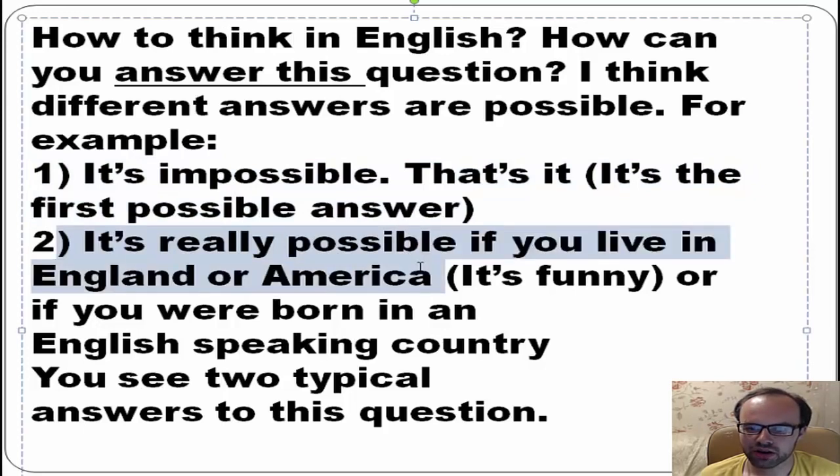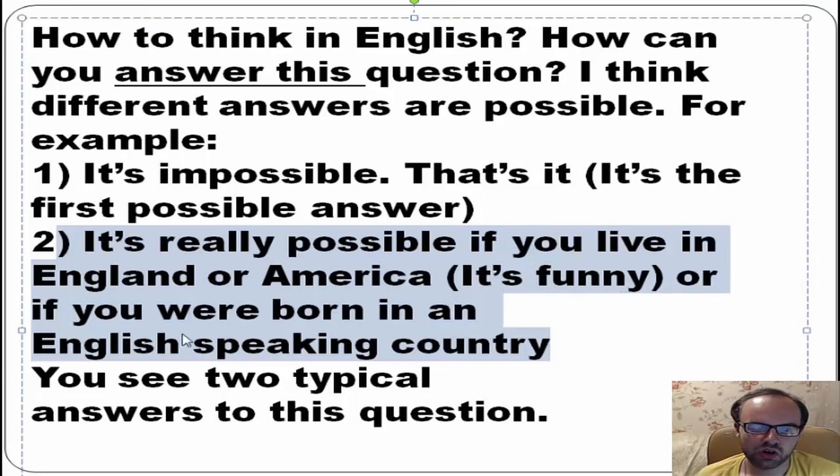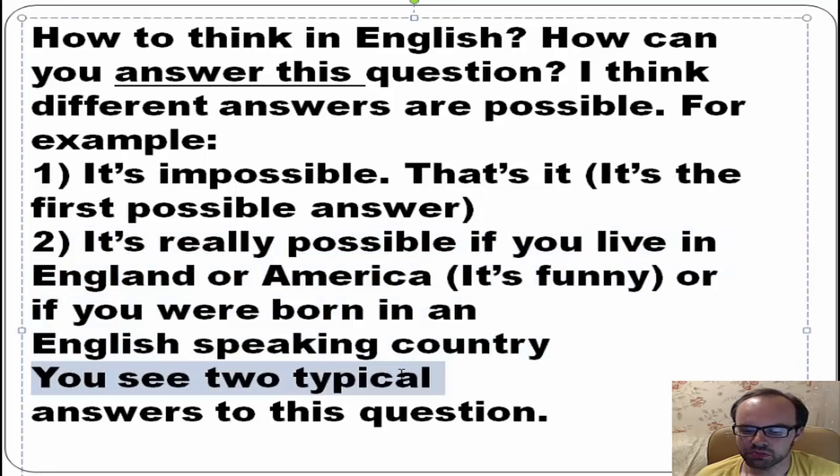And the second answer is that it's really possible if you live in England or America, or if you were born in an English-speaking country. So if you live for a long time in England, America, Australia, or another English-speaking country, or if you were born there, or if you lived there when you were a child. So you see two typical answers to this question.